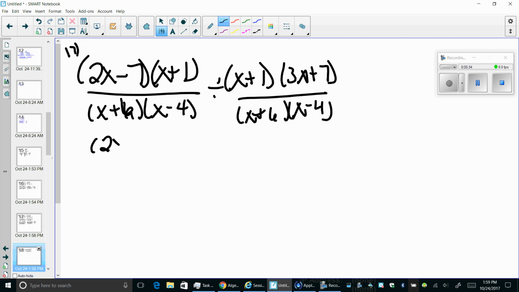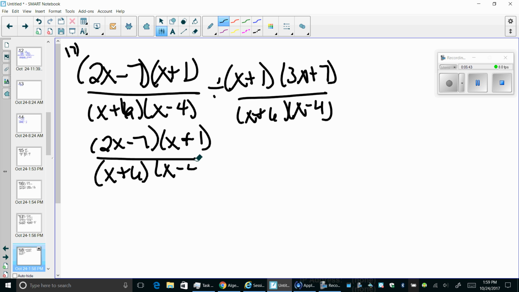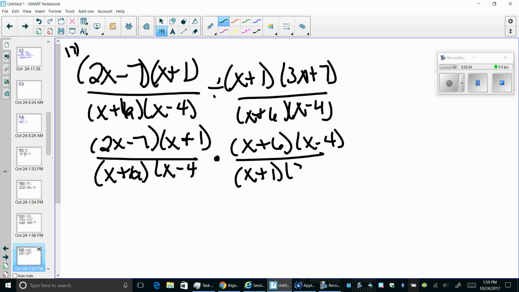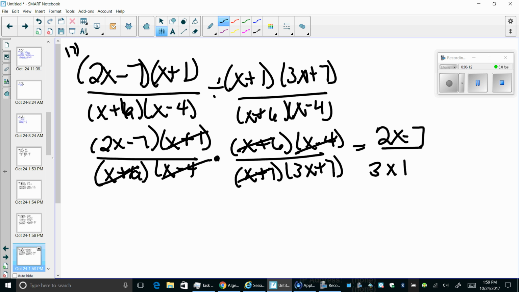So keep the first one the same, (2x minus 7)(x plus 1) over (x plus 6)(x minus 4), and then change it to times, and then flip this second one over. (x plus 6)(x minus 4) on the top, and (x plus 1)(3x plus 7) on the bottom. Now cancel any common factors you may have, like the x plus 6's can cancel, an x plus 1 will cancel, an x minus 4 will cancel, and I end up with 2x minus 7 over 3x plus 7, which is D for an answer.